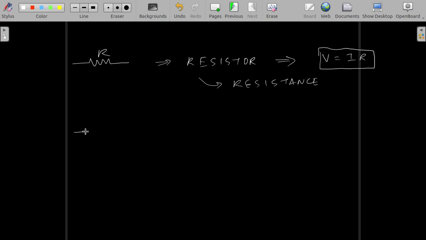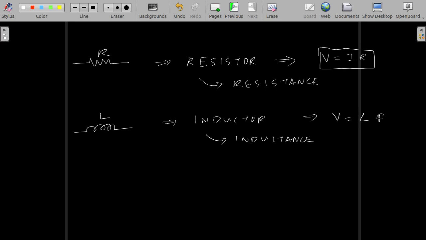The next element that we will be dealing with is called an inductor. An inductor is any device that shows inductance. And again the current voltage relationship will be V equal to L di by dt. And moving on, we have the capacitor.